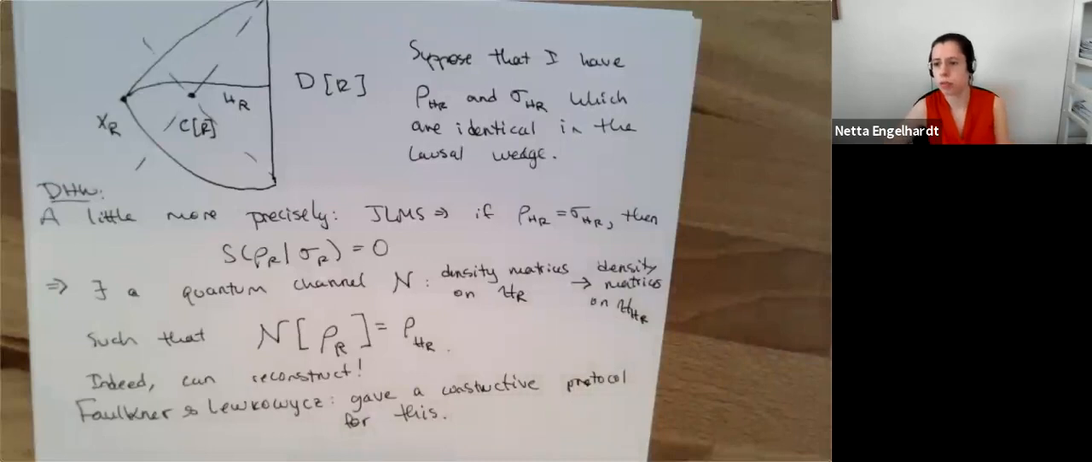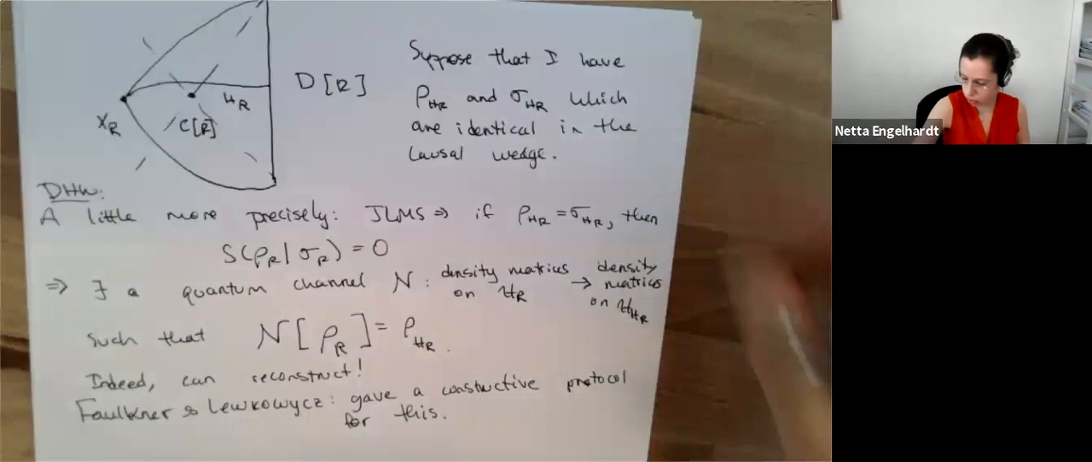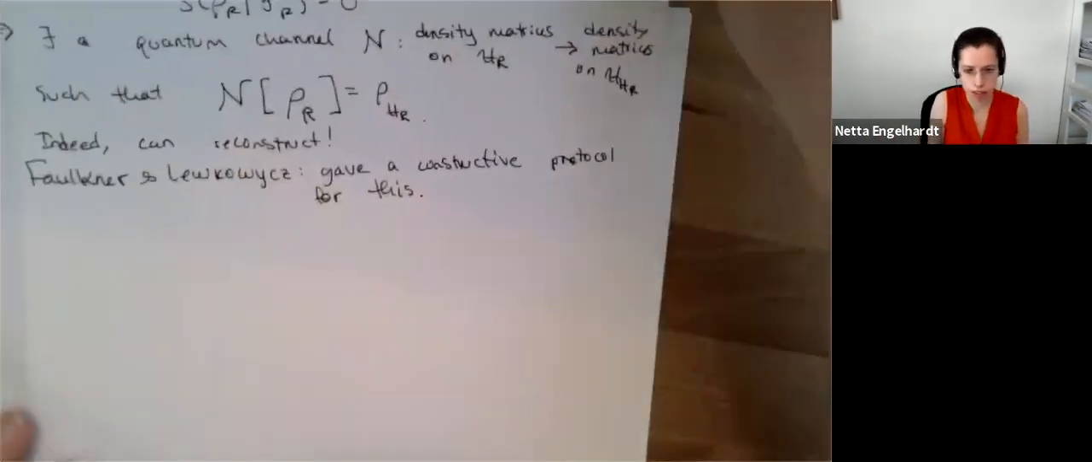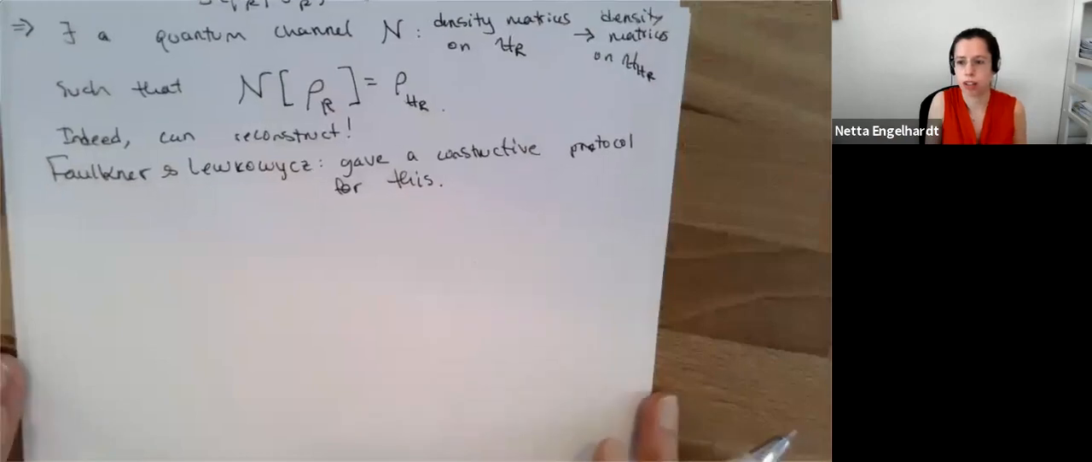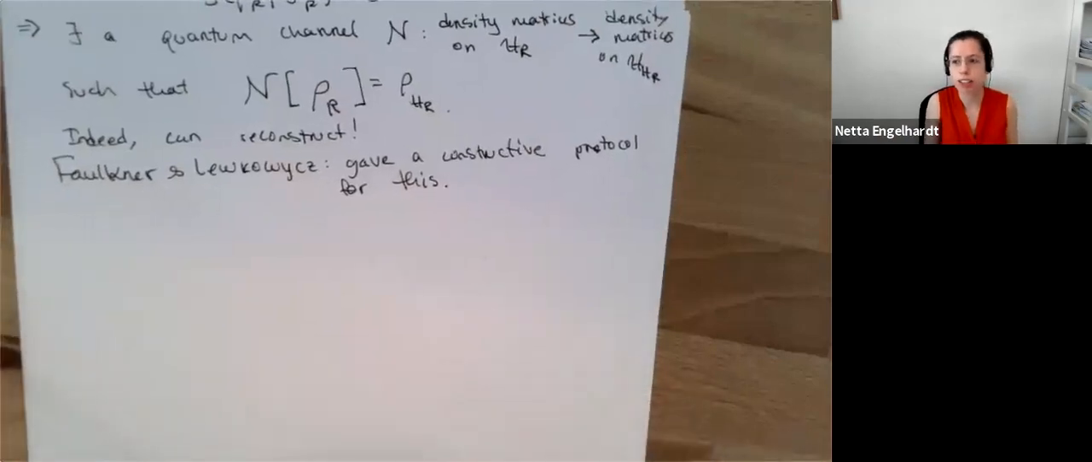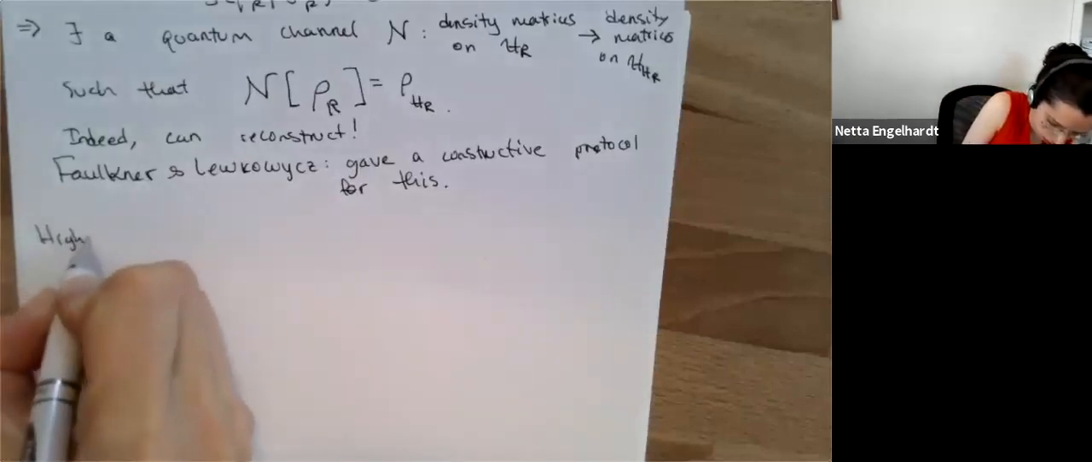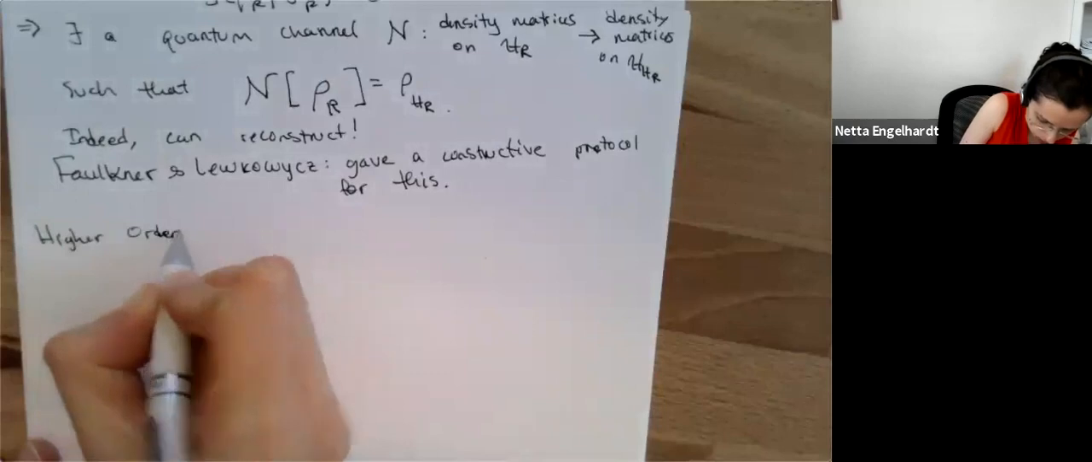Other questions? Okay, so as you've all noticed, I've been very cagey about the additional quantum corrections. So let's ask what happens when we start adding additional quantum corrections, so higher order corrections.